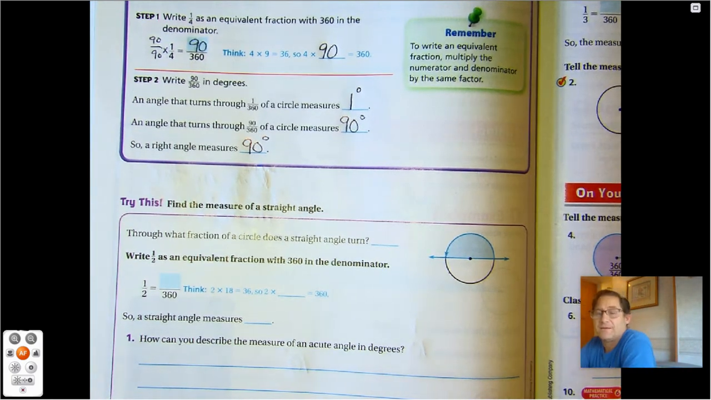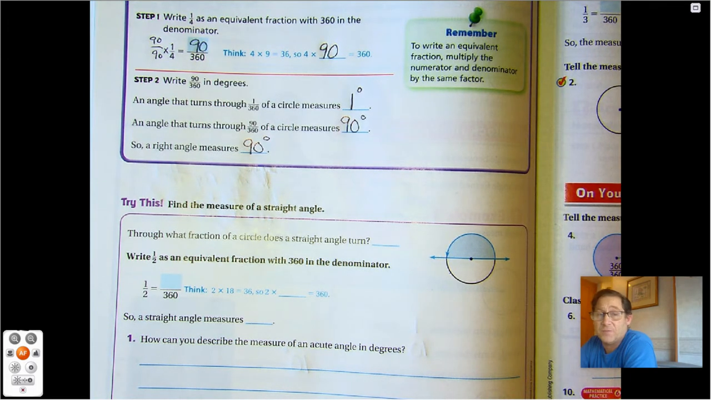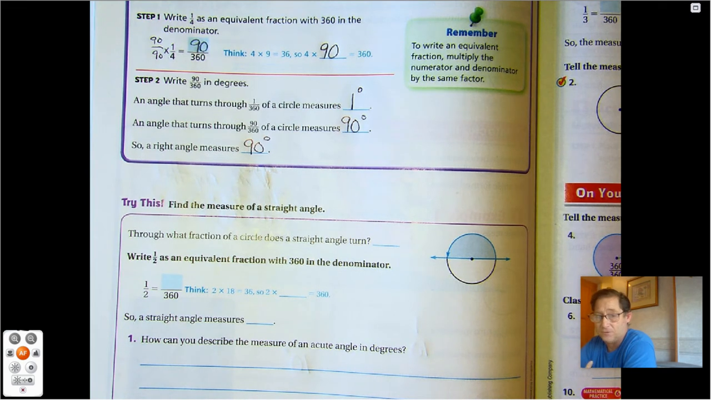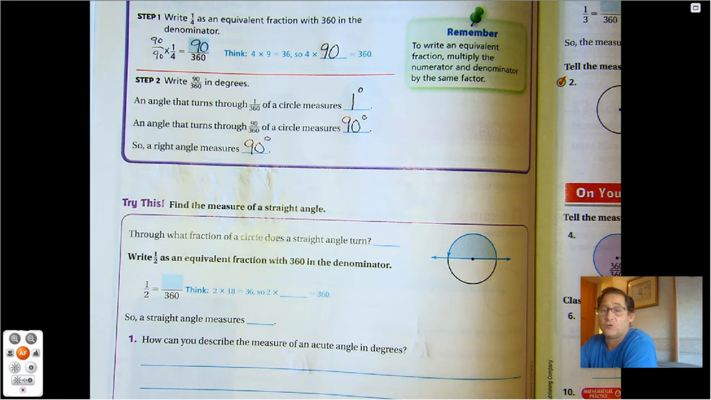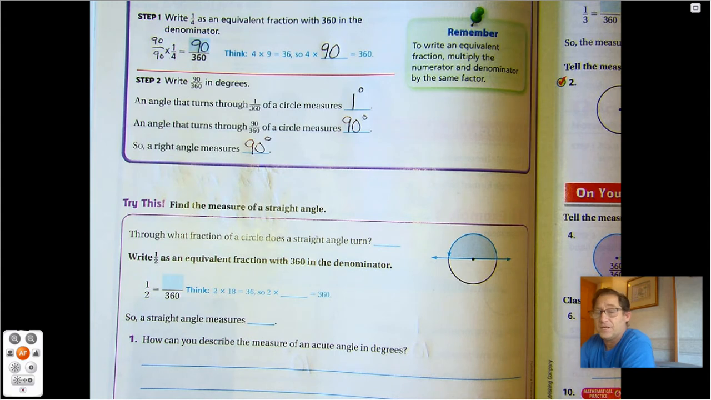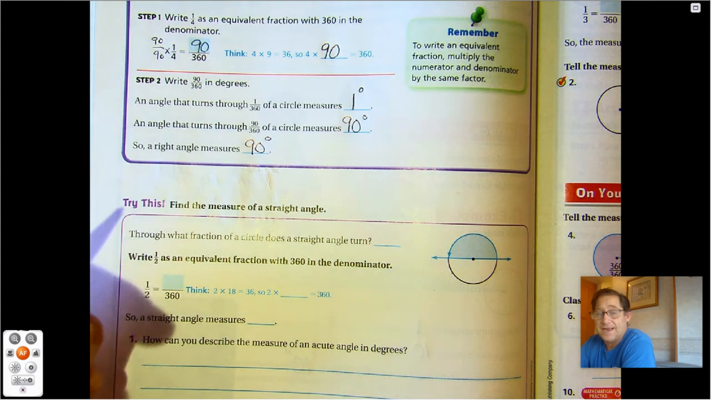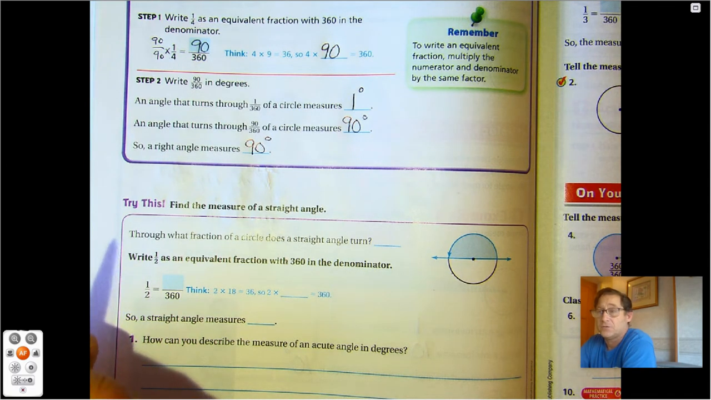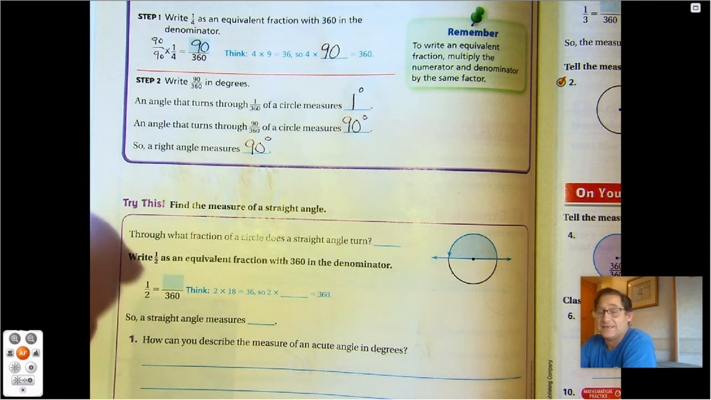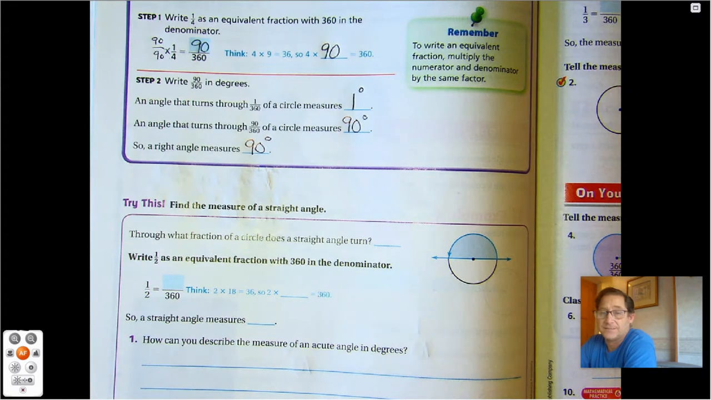So when we talk about an obtuse angle, we say that the obtuse angle measures greater than a right angle, but less than a straight angle. So an obtuse angle is anything greater than 90, but less than 180. An acute angle, we said, was an angle that measures less than a right angle. So an acute angle is anything that is less than 90 degrees.